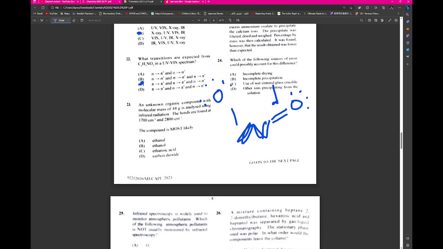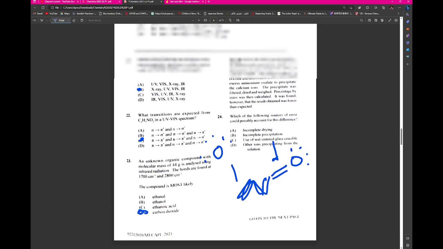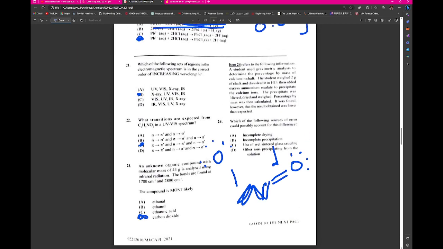An unknown organic compound with a molecular mass of 48 grams. 48 grams is carbon dioxide. But let's continue reading. Analyzed using infrared. Yes, it's carbon dioxide, 48 grams. Alright, now let's have a look at this.